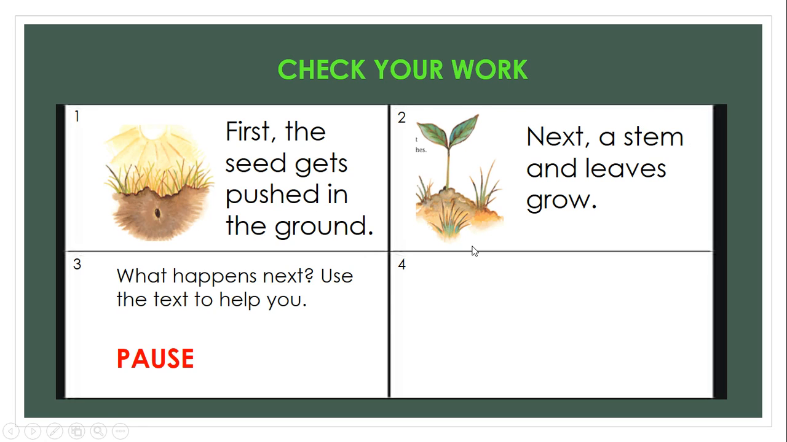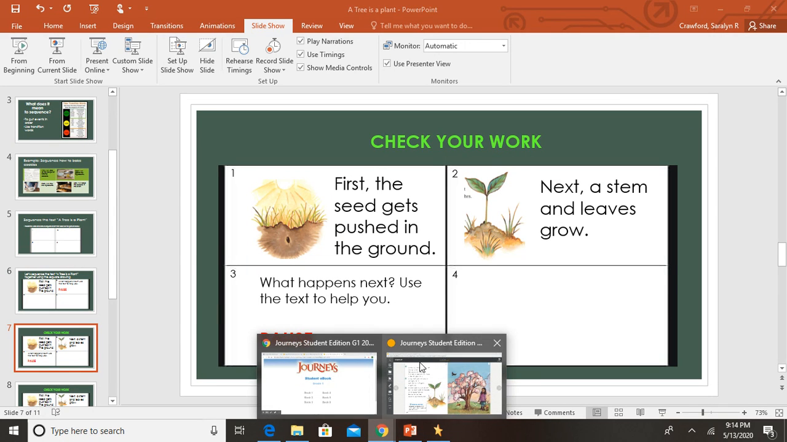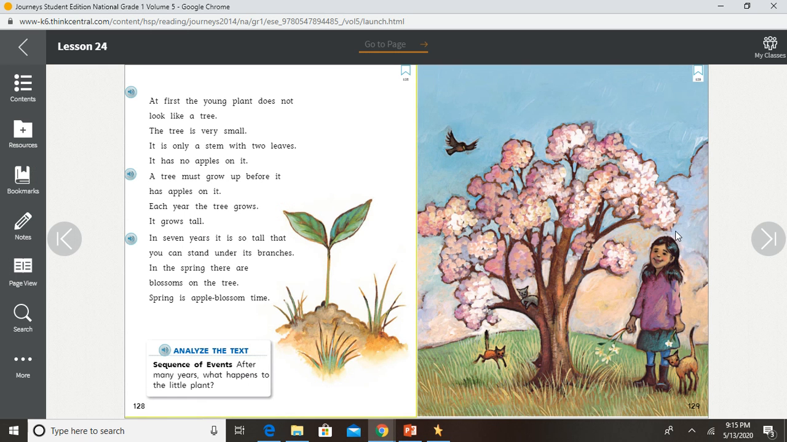Now, this is what I came up with. I wrote, next, a stem and leaves grow. Did you write that down or draw it? Great. Let's continue. Pause the video again, or you can look at the book from before, and I want you to think, what happens next? Use the text to help you. So let's go back to the story, and I want you to think, what happens after the stem and the leaves grow? You can use the pictures or you can read it too.